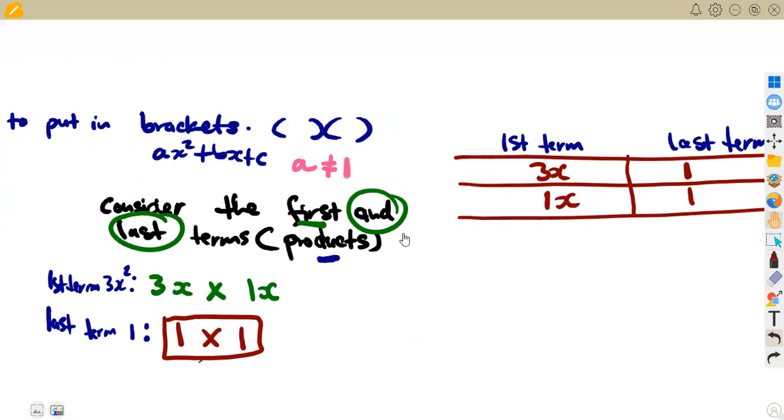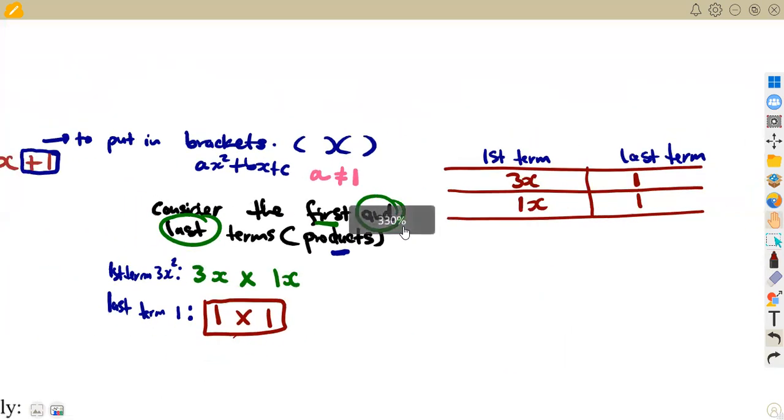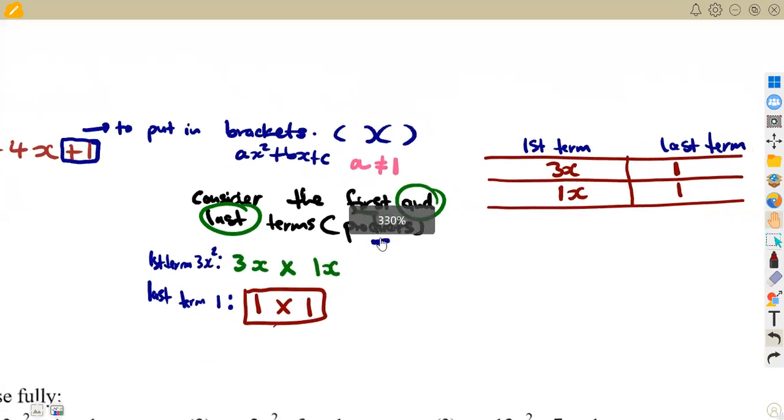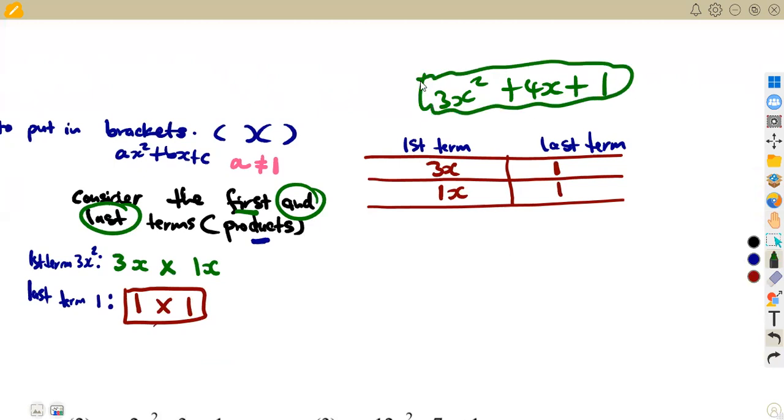Let me do it this way. I hope you can see. 3x squared plus 4x plus 1. I'm just going to write it here. 3x squared plus 4x plus 1. This is our expression, and we are supposed to go back there and relate again. We are supposed to go back and relate.